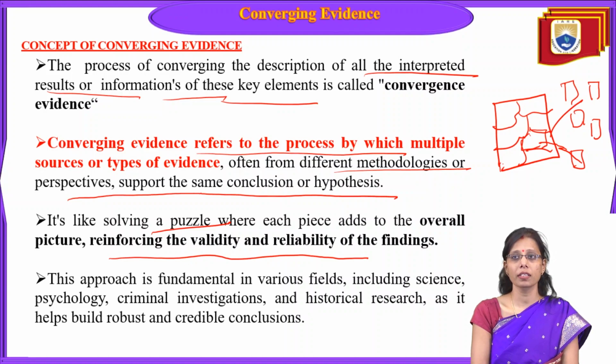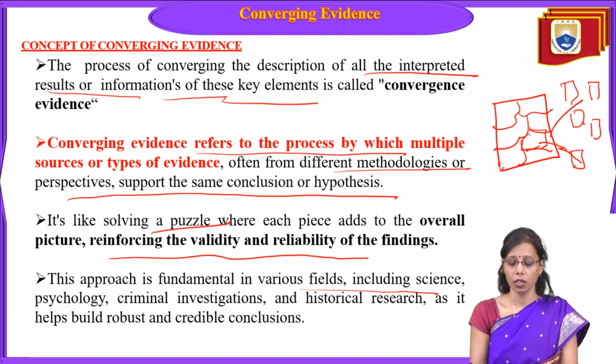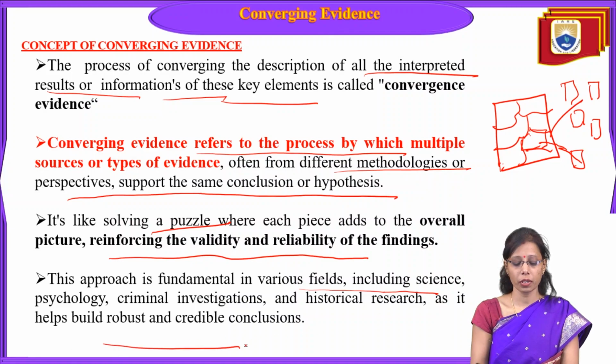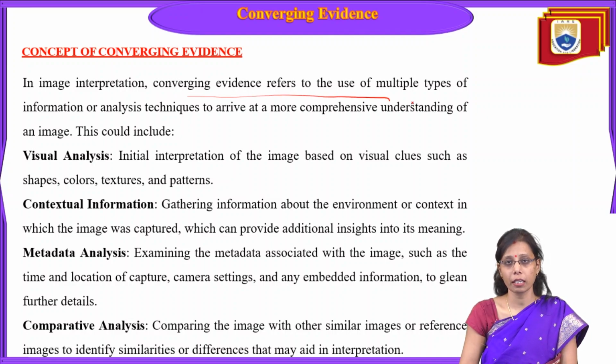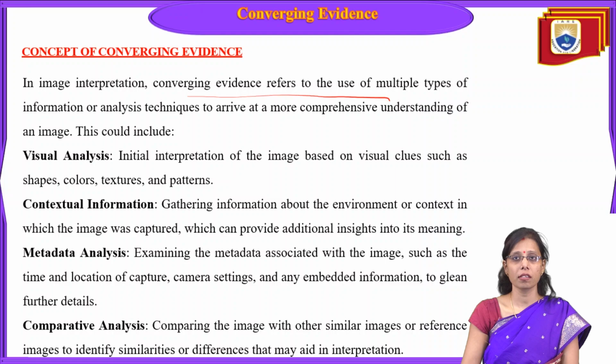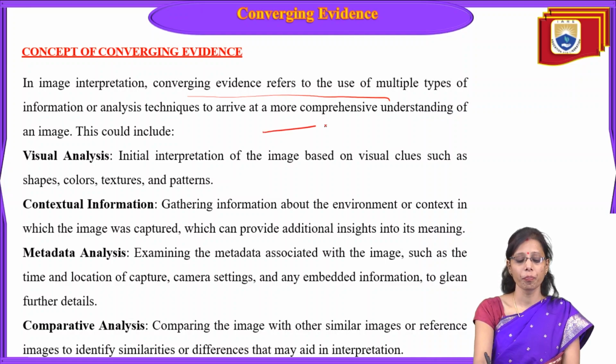So that is called converging evidence, right? This approach is fundamental in various fields including science, psychology, criminal investigations, and historical research, as it helps build robust and credible conclusions. The concept of converging evidence in image interpretation refers to the use of multiple types of information or analysis techniques to arrive at a more comprehensive understanding of the image.